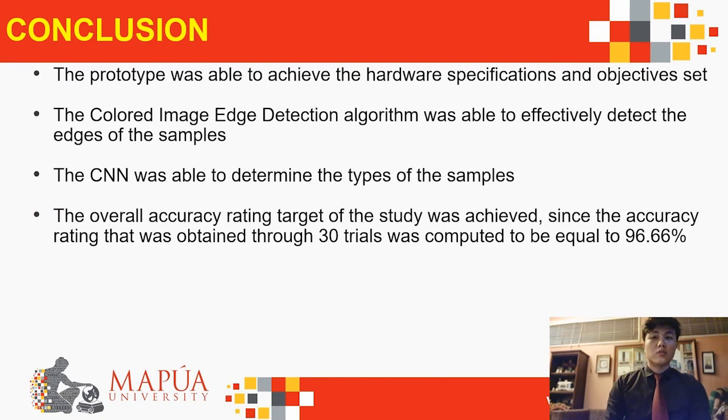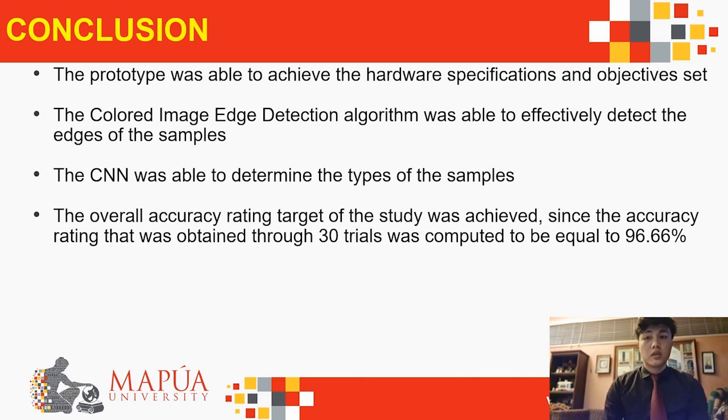Now for the conclusion part of our study, it was split into 4 parts which correspond to each of the objectives that were stated in our introduction. So for the first part, the prototype was able to achieve the hardware specifications and objectives that were set, specifically the wooden tray that we made, which houses all the components used in the study, specifically the vibration motors as well as the camera stands for the phone.